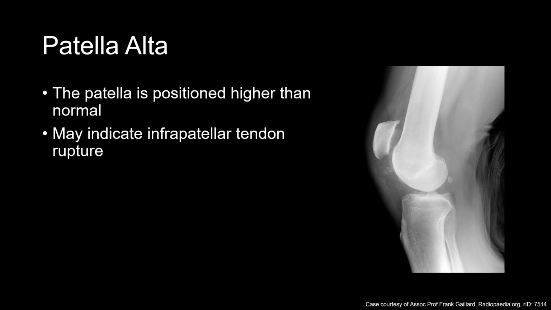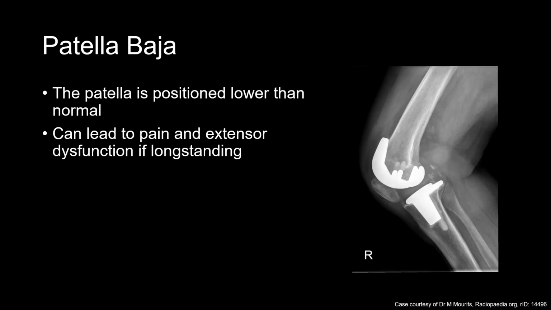Patella alta is when the patella is situated more superiorly than it's supposed to, and often can indicate infrapatellar tendon rupture. So here we can see that the infrapatellar tendon doesn't seem to be connecting to the tibial tuberosity. Patella baja is the opposite, where the patella lies a lot lower, and this can cause a lot of articular derangement or problems with the knee articulation and dysfunction.